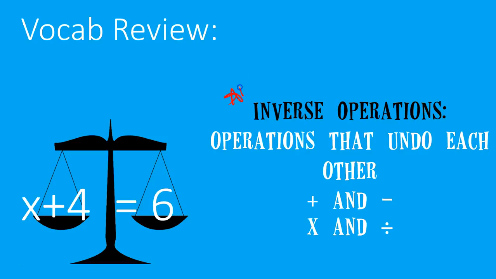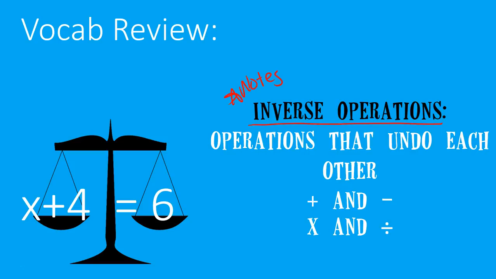Okay, this part does go in your notes. At the very top of your notes, it says vocabulary review, and the first word is inverse properties: operations that undo each other. I want you to make that list. Addition and subtraction undo each other. Multiplication and division undo each other. Pause the video and take a second to write that down for the vocabulary words. Okay, that should have been enough time.